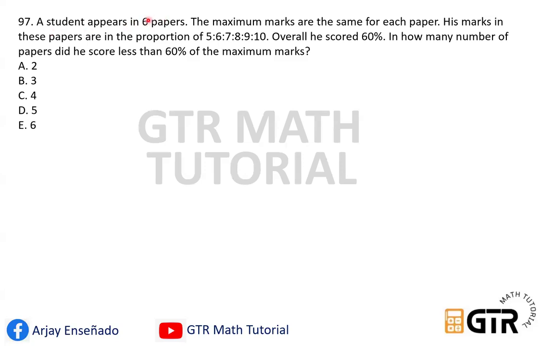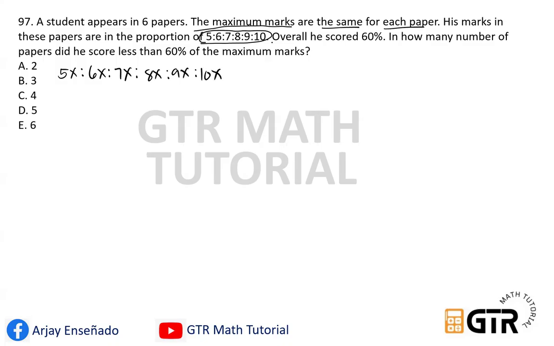So a student appears in 6 papers. The maximum marks are the same. We don't know the maximum mark, but the maximum marks are the same for each paper. His marks in these papers are in the proportion. Since the marks are in the proportion, we can multiply these numbers by the same number. So let the constant of the proportion be x. Therefore, we have 5x is to 6x is to 7x is to 8x is to 9x is to 10x.